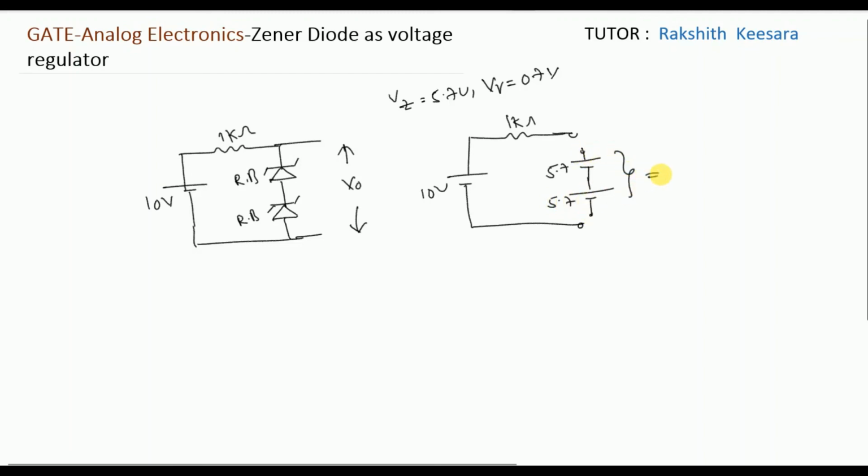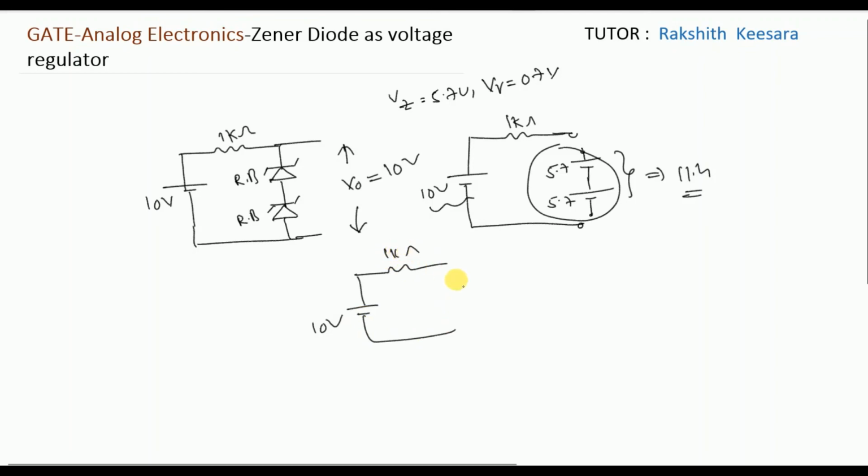So total voltage is how much? 5.7 plus 5.7, 11.4. So if input voltage is greater than 11.4, then this leg will turn on. Since input voltage is less than 11.4, this will remain in the off position and V0 will be equal to 10 volt because this is the circuit directly. This leg is in off position. V0 is directly equal to 10 volt.